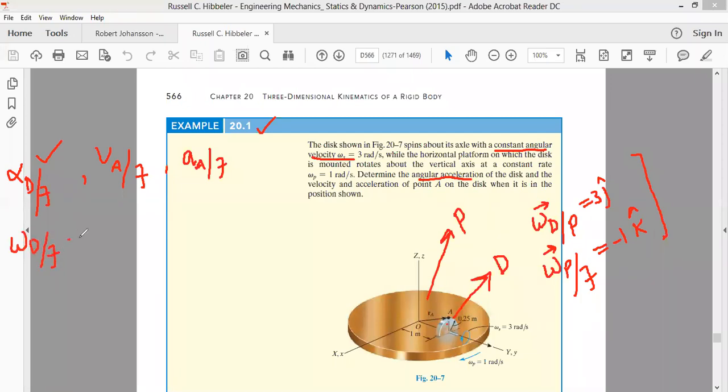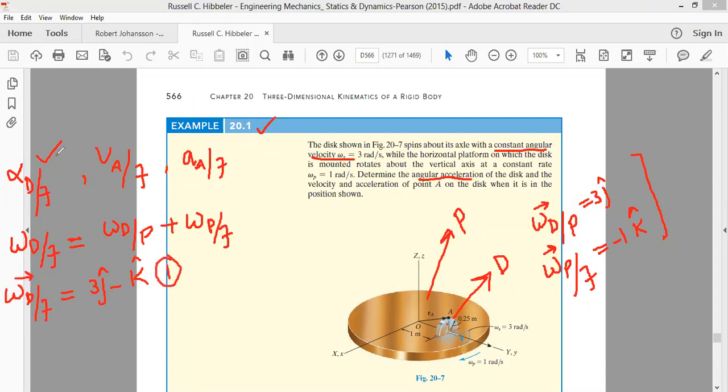We know the angular velocity of the disk with respect to the ground is equal to the angular velocity of the disk with respect to the platform plus the angular velocity of the platform with respect to the ground. This is by making use of the additive property of angular velocity. The angular velocity of the disk with respect to the platform is 3j cap, and the angular velocity of the platform with respect to the ground is minus k cap. So it is 3j minus k cap. This is the angular velocity of the disk with respect to the ground. I will call this equation 1.